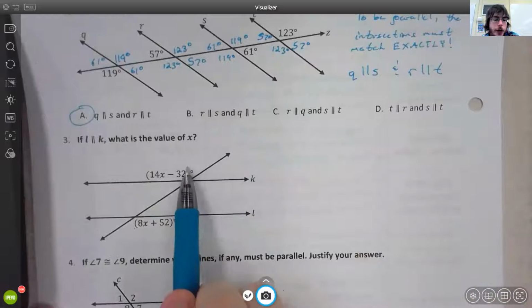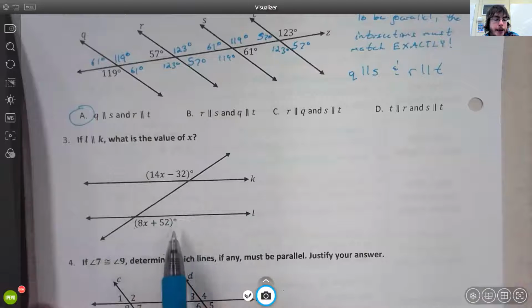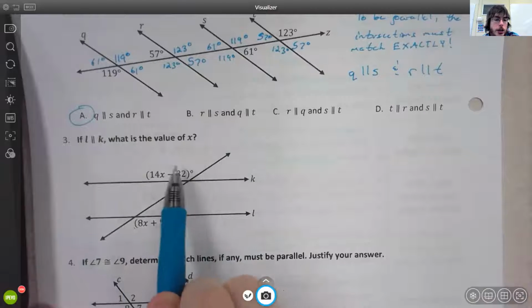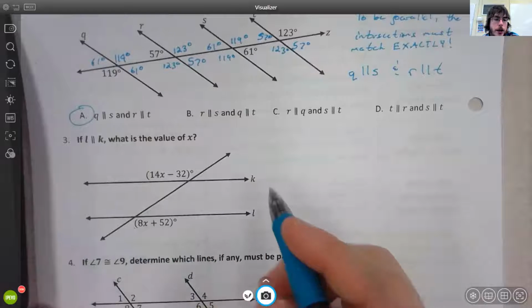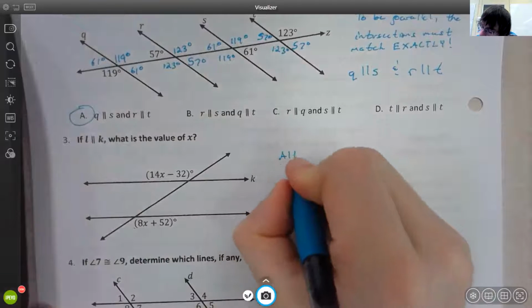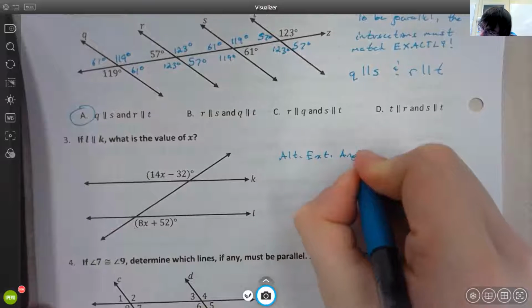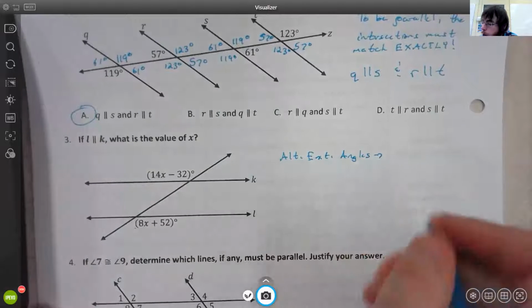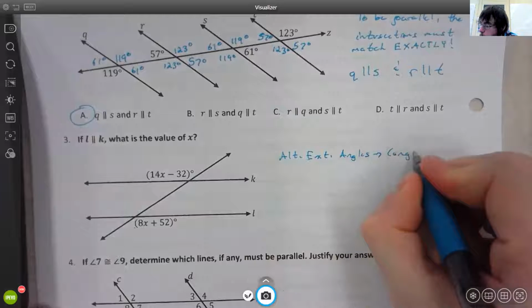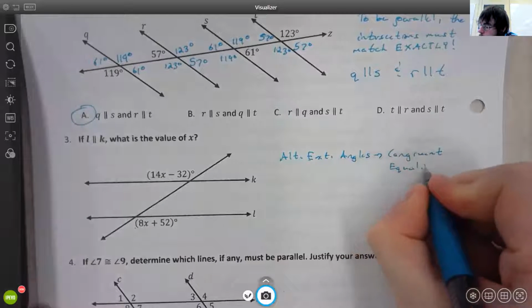So let's look at these two angles. Where are these angles located? Well, they are located both in the exterior. And here's our transversal. One's on the left side and one's on the right side. So they're opposite sides of the transversal. That means that they're alternate exterior angles. And if you remember, alternate exterior angles should be congruent. Remember that congruent means equal in measure.